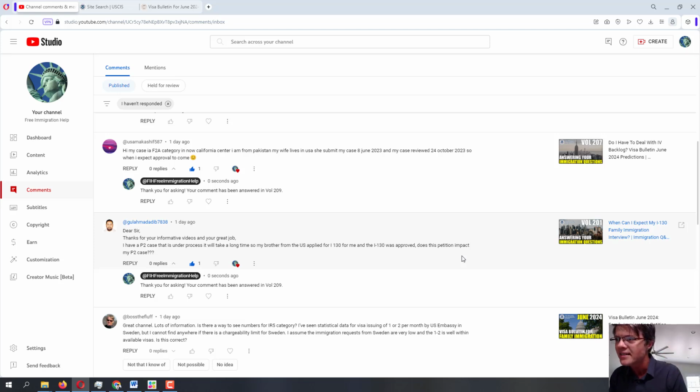Yes, there is. I've seen statistical data for visa issuing of 1 or 2 per month by the US Embassy in Sweden, but I cannot find anywhere if there is a chargeability limit for Sweden. I assume the immigration requests from Sweden are very low and the 1-2 is well within available visas. Is this correct? Honestly, yeah, it sounds right to me. But you don't have to worry about chargeability limits whatsoever, because whenever it comes to immediate relative categories, there are no limitations. The issuance of these immigrant visas is not limited at all. So that's definitely great news.